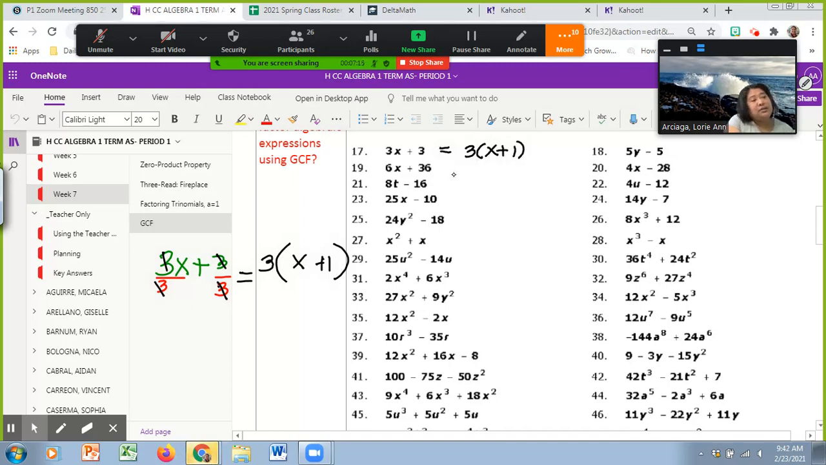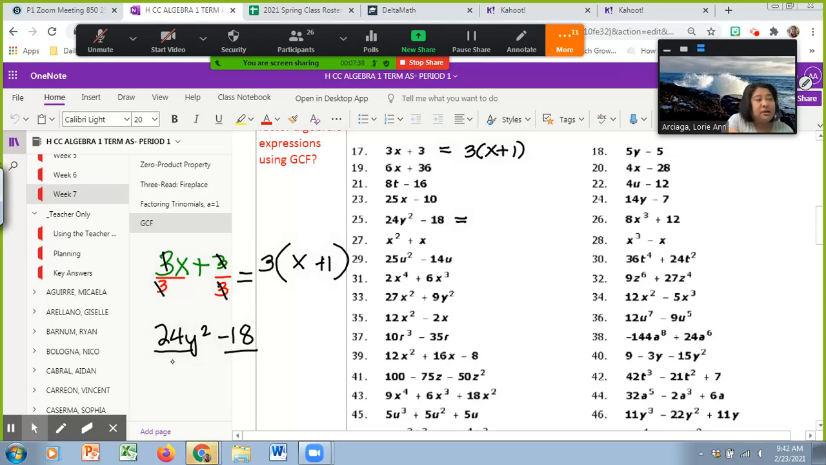All right. So now can you try number 25? 24y squared minus 18. Give me a number that can divide both of them. What's a number that can divide both of them? 24 and 18.